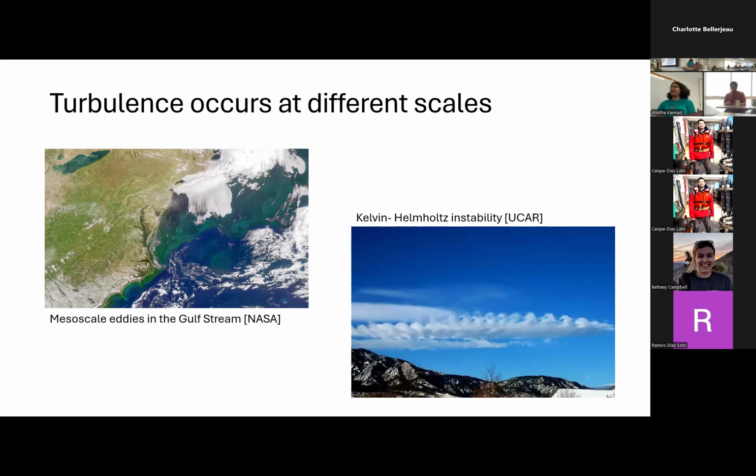Everyone yesterday did a great job of talking about turbulence in the ocean at different scales. So these are some pretty pictures. You saw a lot of things.